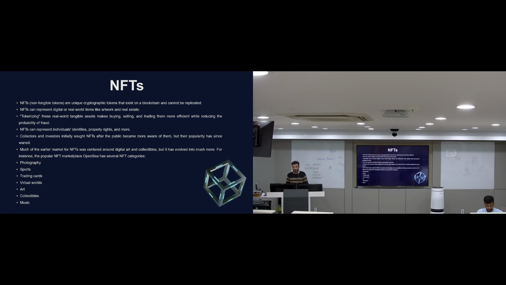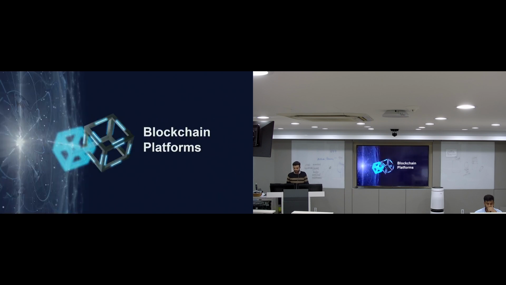Collectors and investors initially sought NFTs after the public became more aware of them, but their popularity has since declined. Much of the earlier market for NFTs was centered around digital art and collectibles, but it has evolved into much more. For instance, the popular NFT marketplace OpenSea has several NFT categories like photography, sports, trading cards, virtual worlds, art, collectibles, and music.